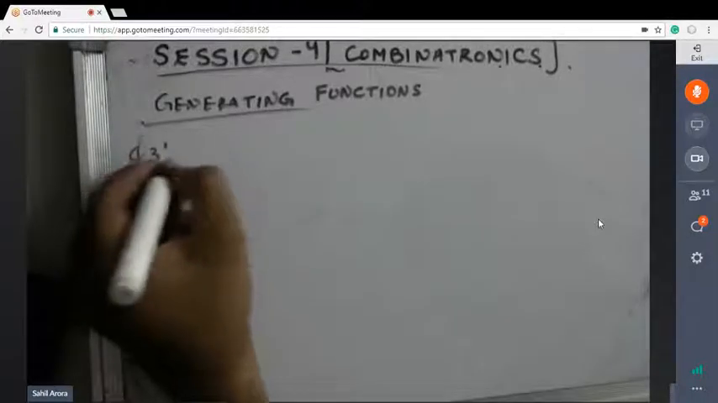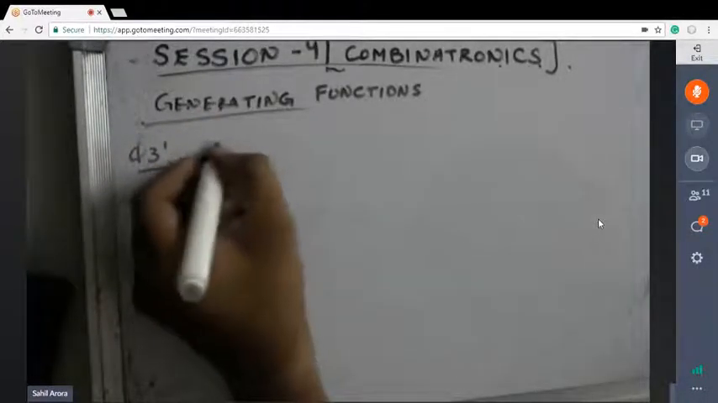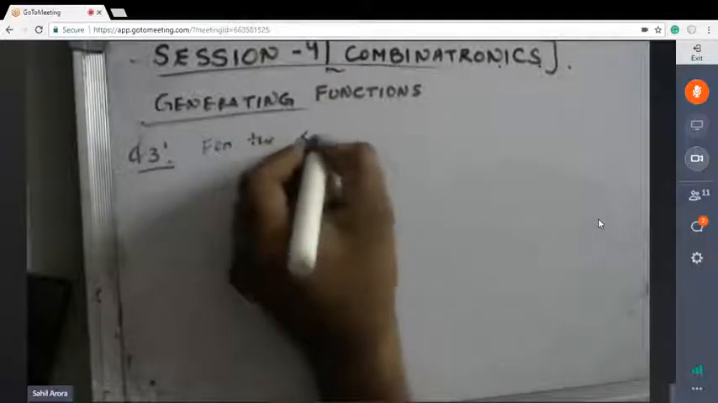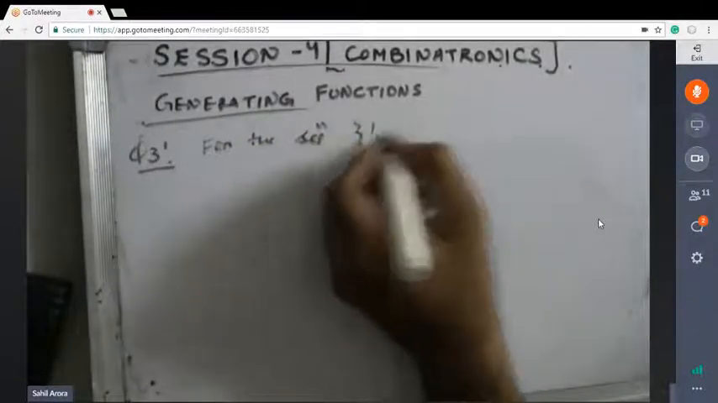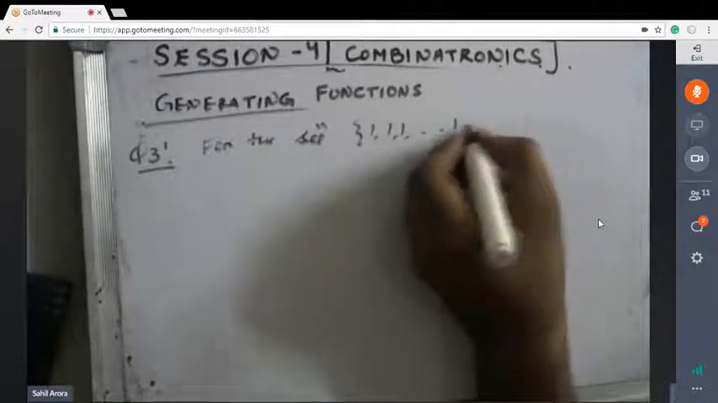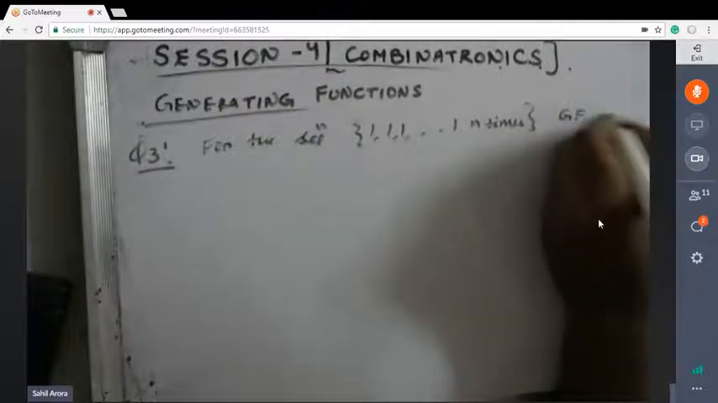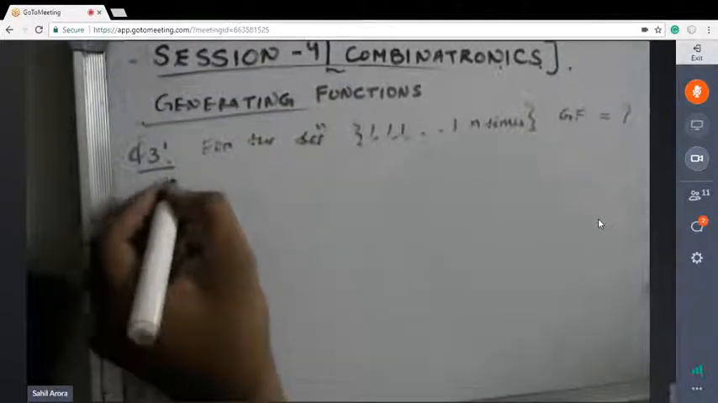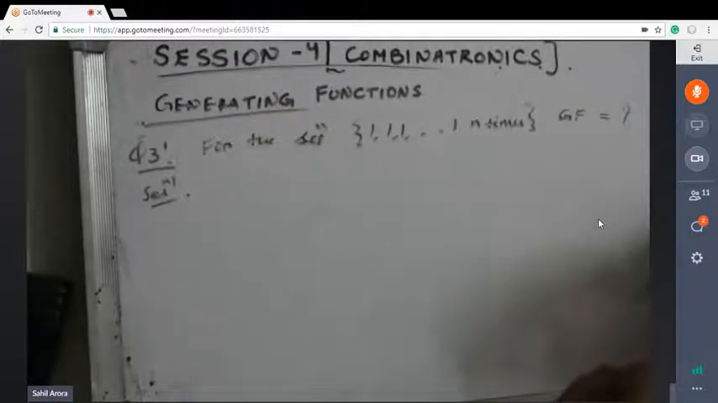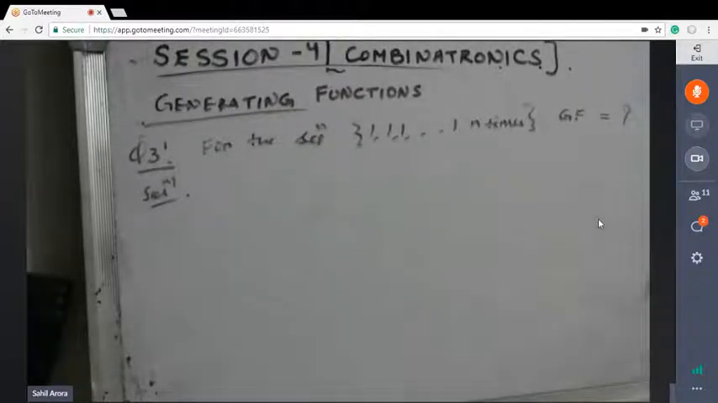Question number 3. It says that for the sequence 1, 1, 1, so on up to 1, n times, generating function equal to what? See, I'm starting from very basics, I'm telling you. So you have to bear with me. For the sequence 1, 1, 1, so on up to n, generating function equal to what? Anybody can try and write in the chat window if they want.